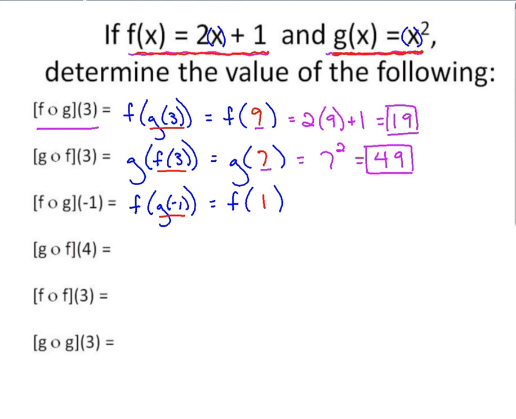And if that's the new problem to figure out, trying to find f of 1, I now play with the function f exclusively. I plug 1 in the place of x. I get 2 times 1, 2, plus 1. F of 1 would be 3.